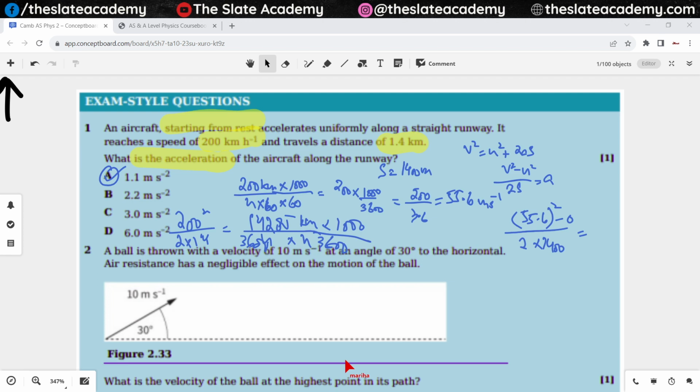Got it? If you did not understand the calculation, now is a good time to ask.